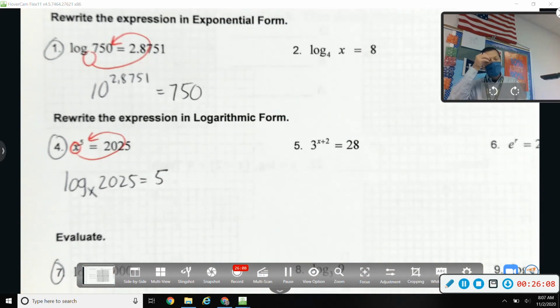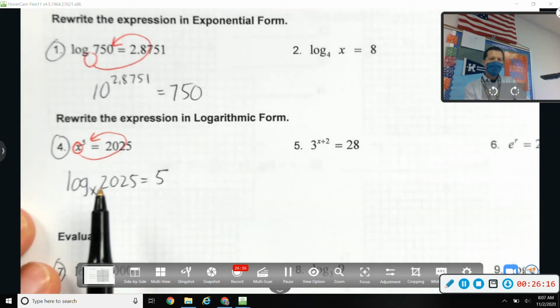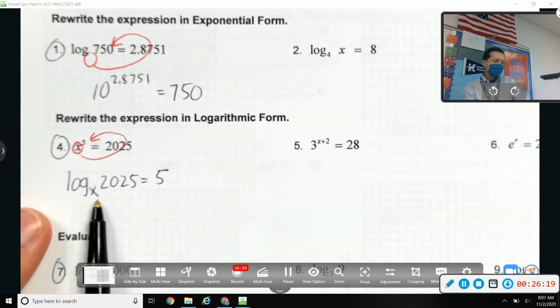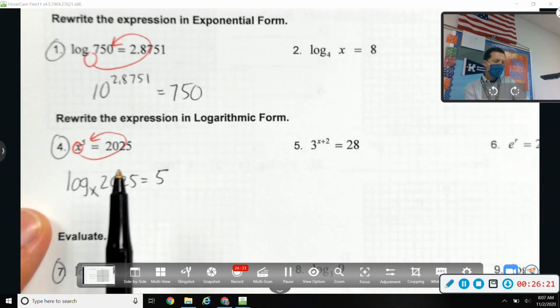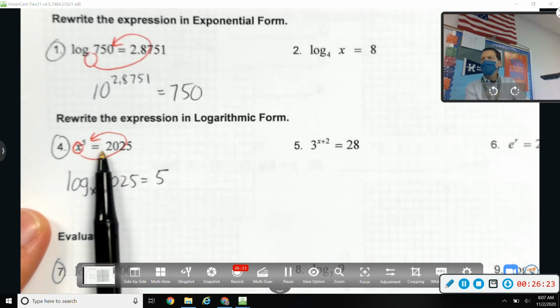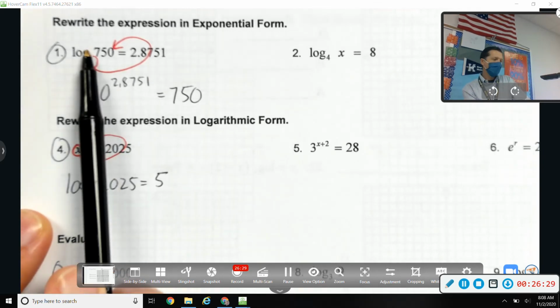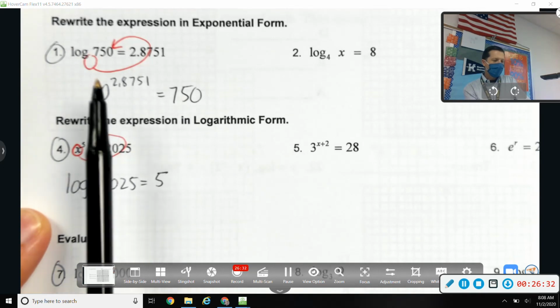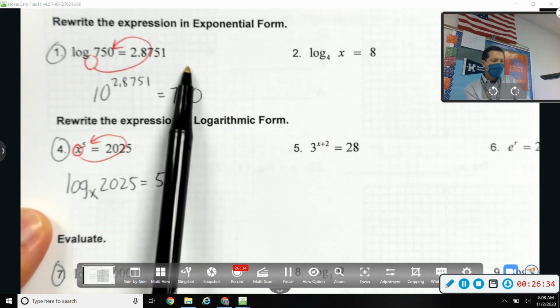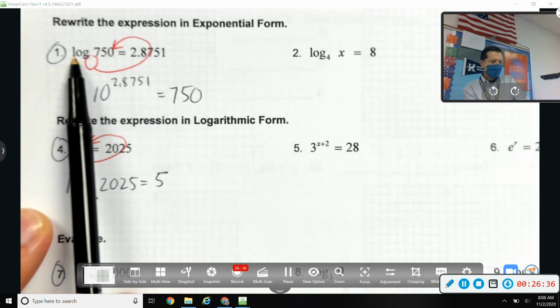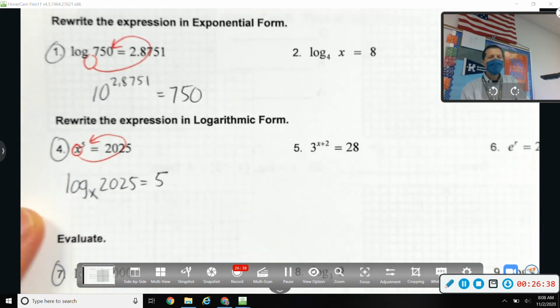And by the way, if you're ever not sure if you fishhooked correctly, you can fishhook again and get back to where you started. Like this is the answer, but if you fishhook the answer, x to the 5th equals 2025, that's where we started. So it's a real easy check on your answer to just fishhook what you wrote down and see if that was the original problem. So this would be log base 10 of 750 equals 2.8751. Yep. Fishhook, fishhook, fishhook.